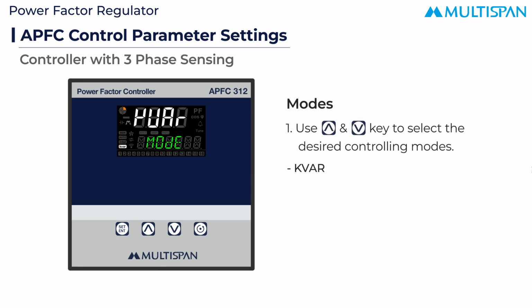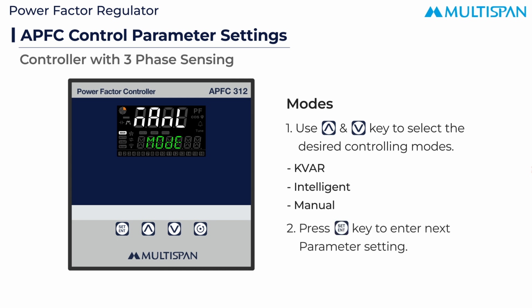1. KVAR mode. In this mode, the capacitor bank will achieve the set value in a single step. 2. Intelligent mode. In this mode, the capacitor bank will switch on step by step until the required PF is achieved. 3. Manual mode. In this mode, you can manually switch the capacitor bank on and off using the up and down keys. Press the set key to confirm your selection.